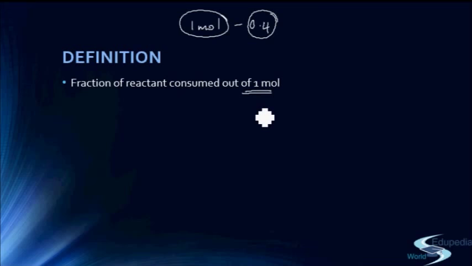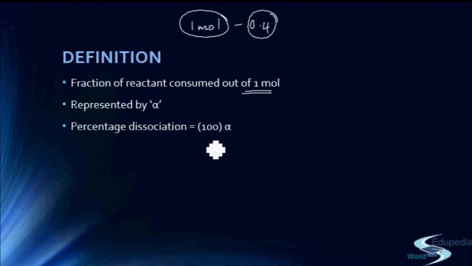It is represented by the letter alpha, the Greek alphabet alpha, and the percentage dissociation is calculated as 100 alpha. So degree of dissociation is alpha, it is a fraction, whereas percentage dissociation is simply alpha into 100, the simple way you calculate any percentage: multiply by 100. Usually the term percentage dissociation is given in questions, and even when we calculate, we often report our answers instead of in alpha in terms of percentage dissociation, that is 100 alpha.